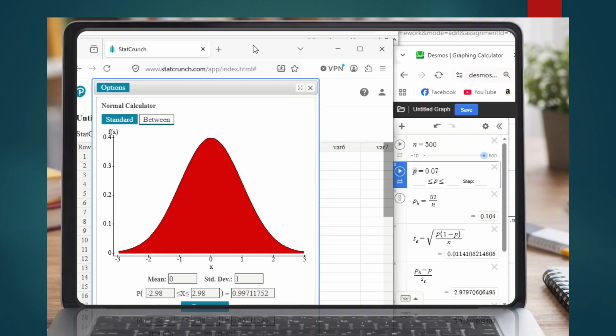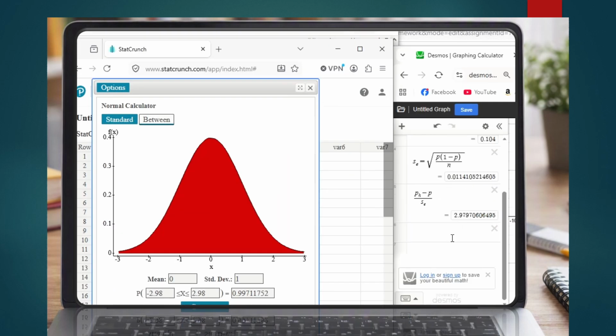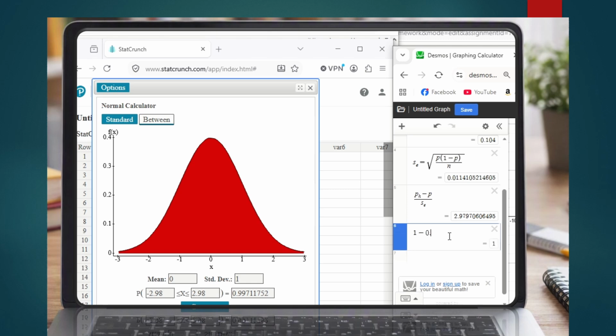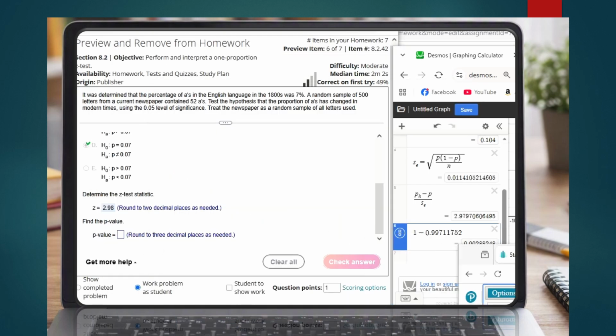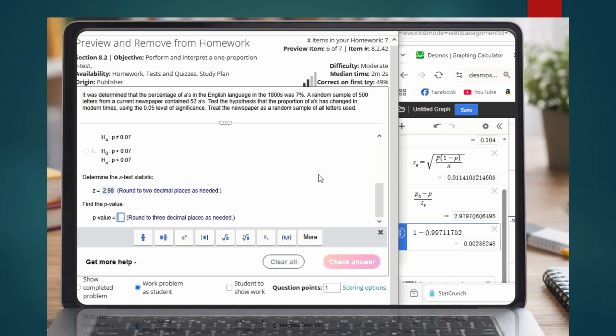Now let's just take that, go over into Desmos, and find the complement. 1 minus 0.997111752. And there's our p-value. So I guess what are they looking for? To 3 decimal places. So it would be 0.003 to 3 decimal places.